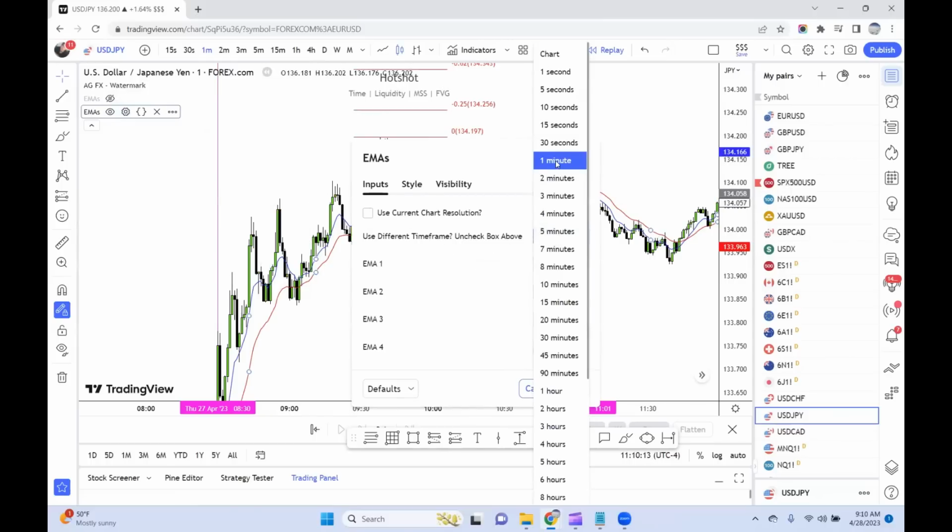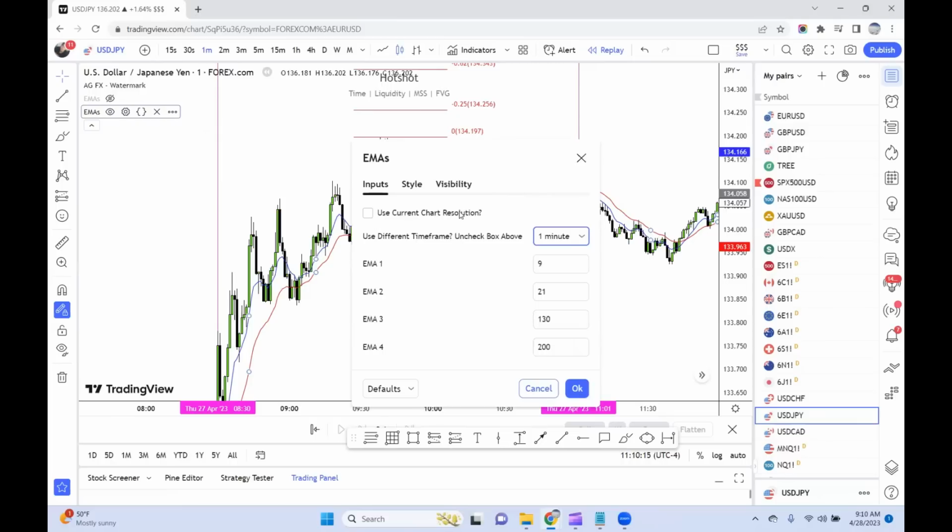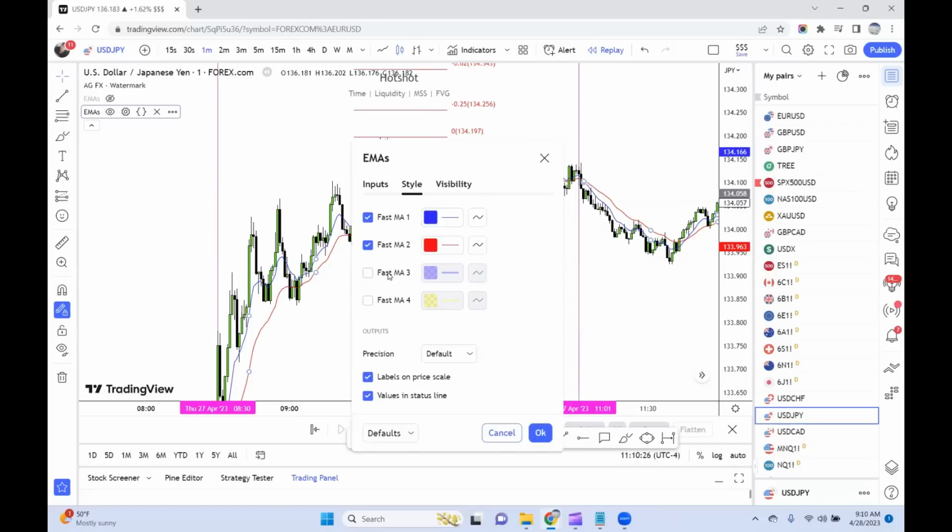You want to use the 1 minute. Make sure that use current chart resolution is unchecked. Make sure it's unchecked. Use the 1 minute. Change the first EMA to 9 and the second EMA to 21. And then turn these 3 and 4 ones off. You're only going to use these 2 EMAs.